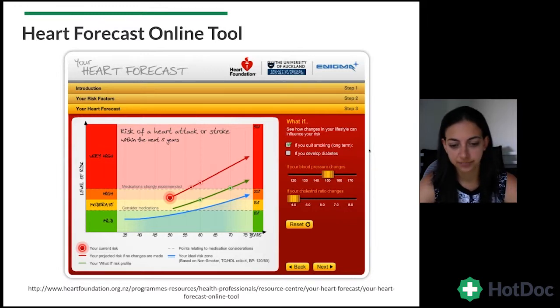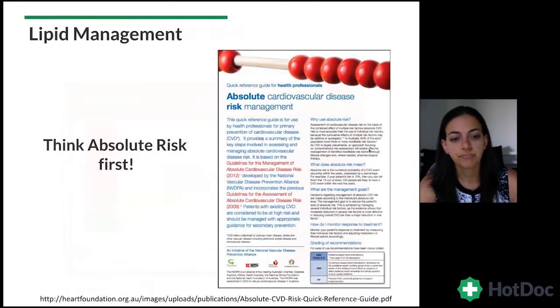So hopefully that's a handy tool, and I would highly recommend that you go check it out, even if it is just for yourself out of curiosity. You can just Google Heart Forecast tool, and it'll be one of the first results that comes up. I've given you the link underneath, and the link will also be available as part of the resources.